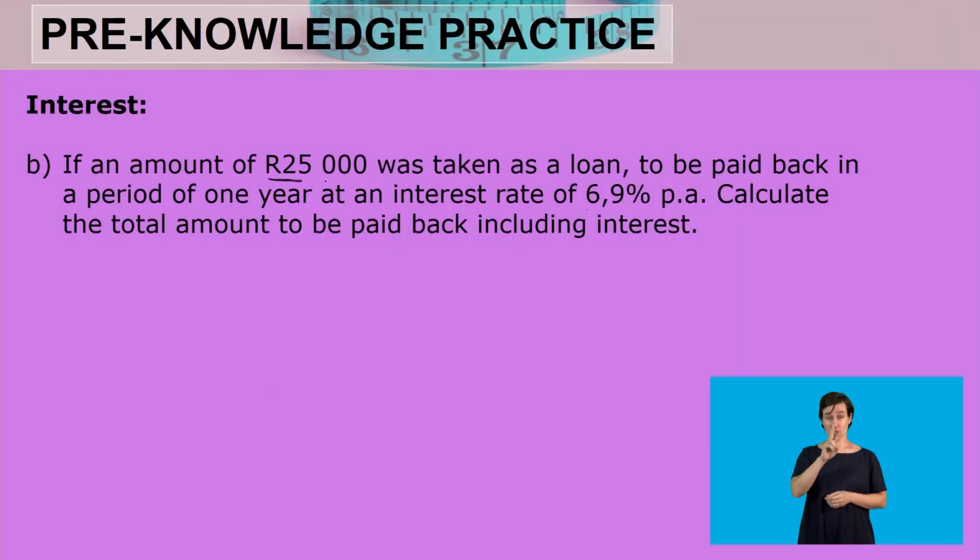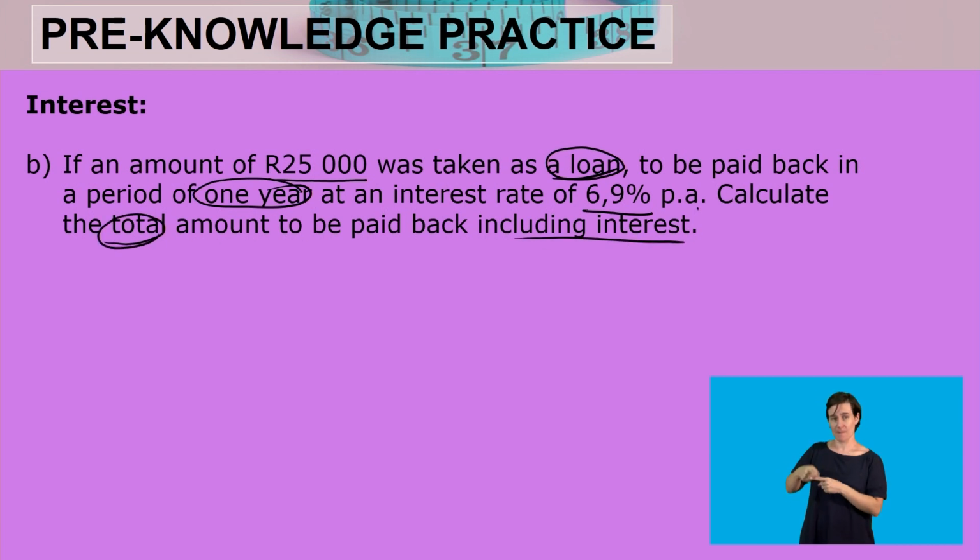Right, so now we are looking at number B. It says here, if an amount of 25,000 was taken as a loan to be paid back in a period of 1 year, meaning it should be paid over 12 months at an interest rate of 6.9% per annum. Calculate the total amount to be paid back, including VAT. So meaning our final answer should take us to the total amount that will be paid back at the end of this period, of which it's a period of 1 year.